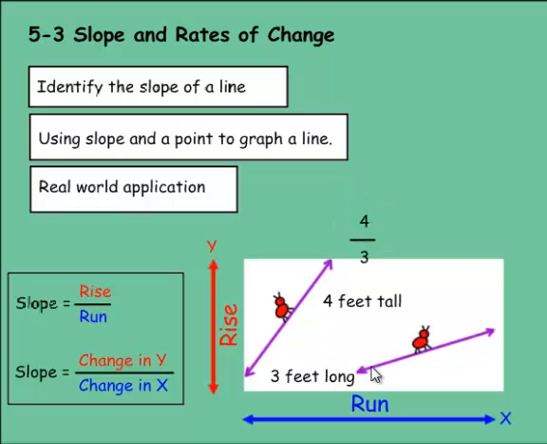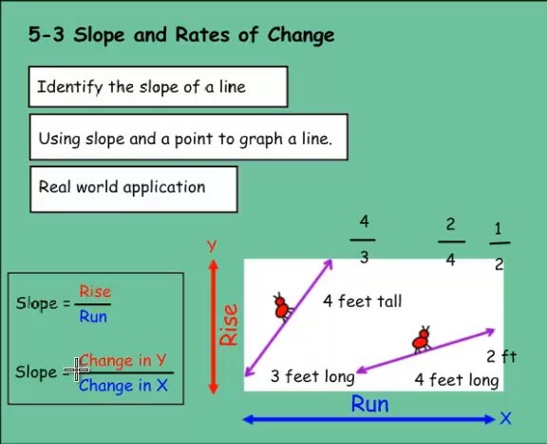Let's say the bottom to the top for this bug would only be 2 feet tall, and then it would be 4 feet long. Your slope would be rise over run, which would be 2 over 4. And then you can simplify that to 1 over 2 if you would like to. So if we're looking at slope then, 4 over 3 is a much bigger number than 1 over 2. And that's what you'll see. The bigger the slope, the more you rise compared to run.